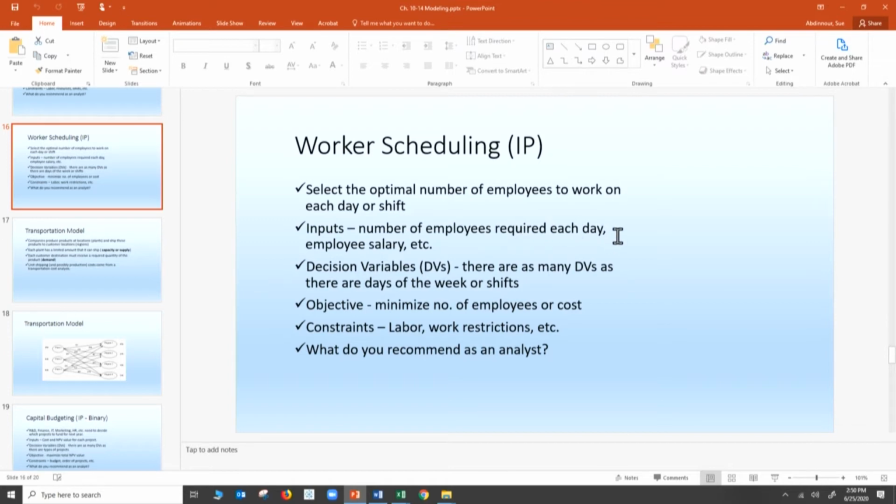Number of employees required each day, and employee salary. What do we pay them, in case we are integrating that into the model? This basic model, number of employees required each day is going to be the only input. And so we get from management how many employees they need Monday through Friday, Saturday, Sunday, and so on.